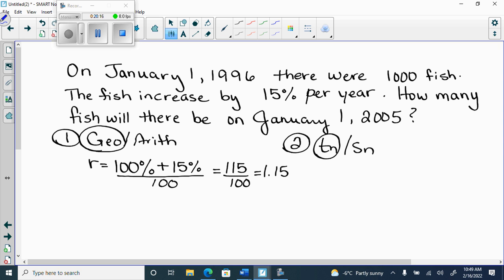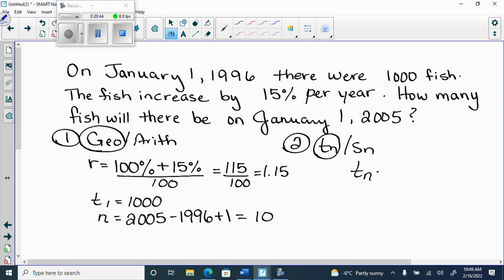They gave us the amount of fish in 1996, which is T1. How do we get n when they give us years? Subtract them, and then add 1. 2005 minus 1996 plus 1 is how much? 10. And then it's Tn and geometric, and we only have one formula. Tn equals T1 r to the n minus 1. And we're looking for term 10 equals 1,000 times 1.15 to the 10 minus 1.